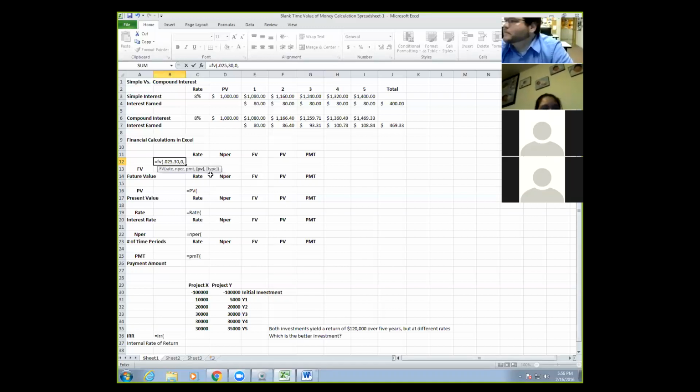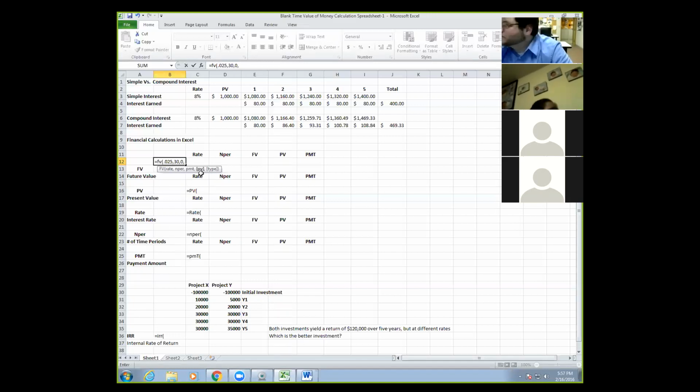Okay, so for each of these functions, the last thing is going to be type. Don't worry about putting type in there. It's optional, and we're not going to use that function. So just worry about the first 4 variables. So the last thing is this PV. And PV means the present value.